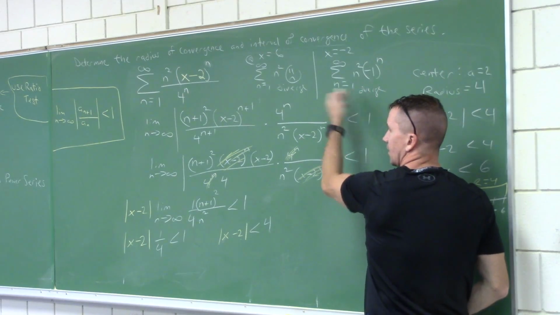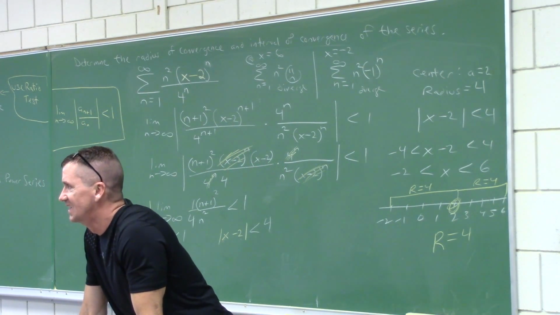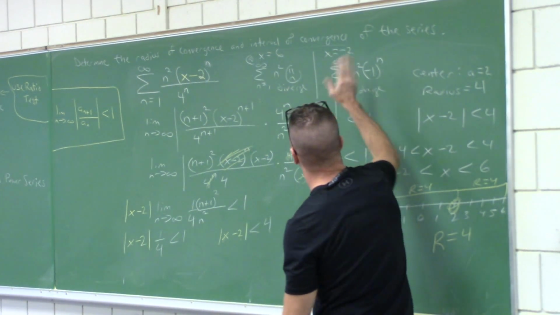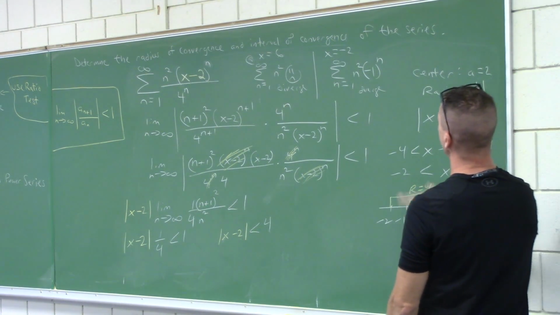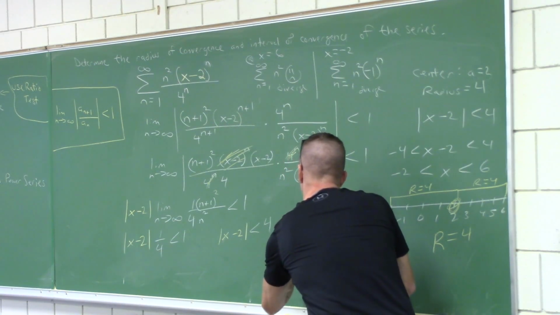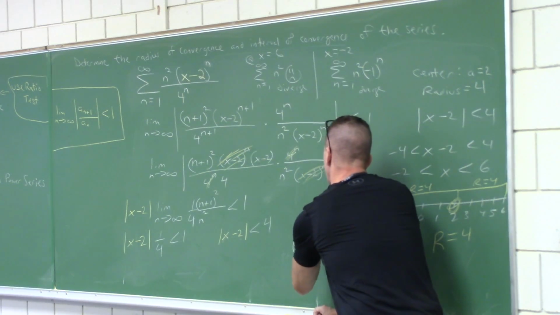Does anyone see that? When we check the endpoints, both diverge by the test for divergence. The limit of the sequence was not equal to 0. So that's our answer. What's another way to write an interval of convergence? Does anyone like to put it in interval notation? Like this? I can call this my interval of convergence.